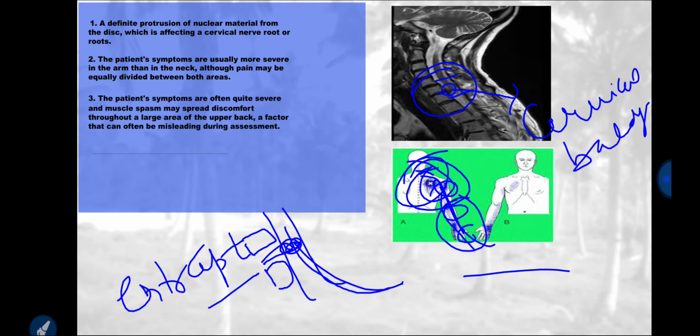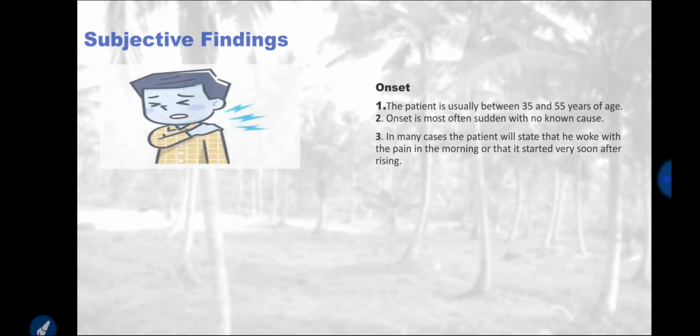Patient symptoms are of two types: a patient having only neck pain, and a patient having neck pain with radiating pain. But in some cases the patient may not complain about neck pain. The patient complains only of radiating pain, so you have to diagnose it properly. Next is the subjective finding.